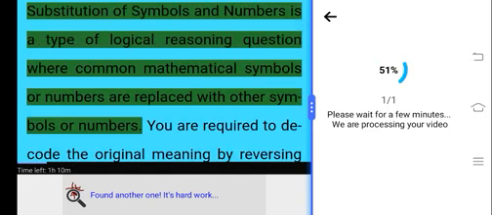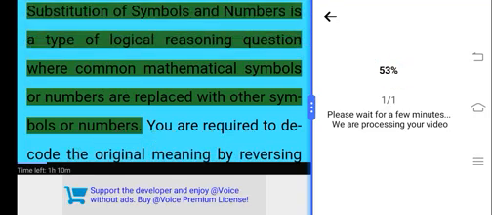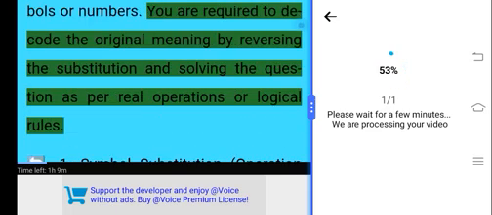Substitution of symbols and numbers is a type of logical reasoning question where common mathematical symbols or numbers are replaced with other symbols or numbers. You are required to decode the original meaning by reversing the substitution and solving the question as per real operations or logical rules.